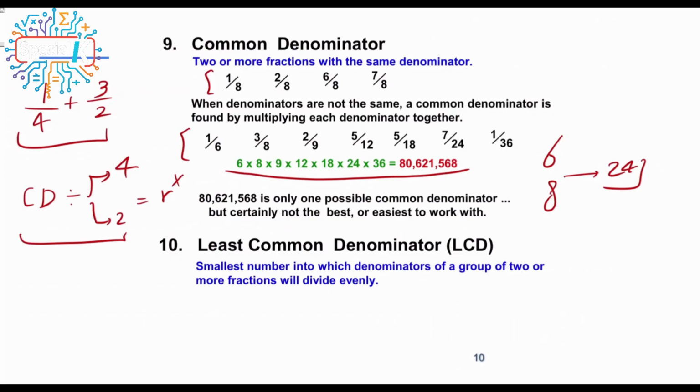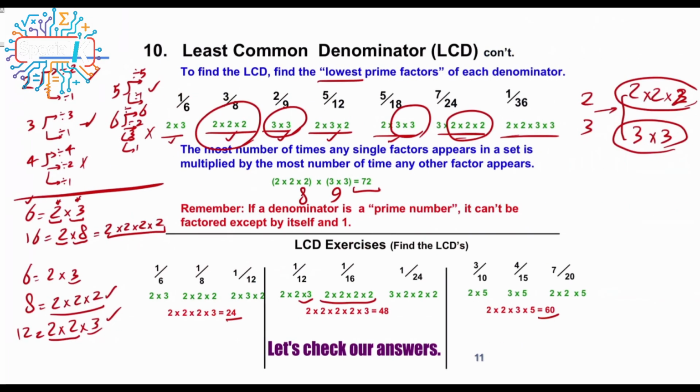But maybe some of you would ask, is there any simple way that I can do that? Because obviously it's not going to be the one, and it's going to be so messy. Yeah, sure there is. This is something that we call the least common denominator, or LCD. What is LCD? The smallest number into which the denominators of a group of 2 or more fractions will divide evenly. It means that you can do the division without any problem, without doing all of these steps. Is there any way? Yes, there is. So let's talk about it.